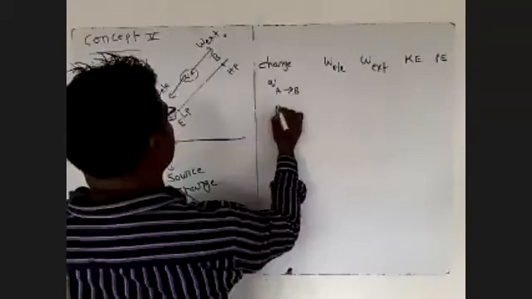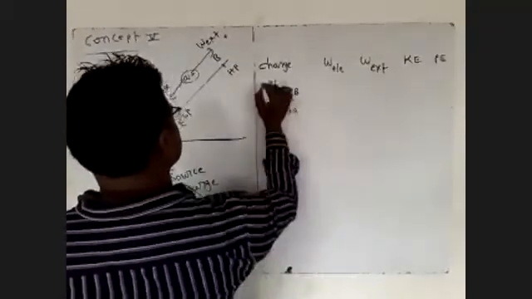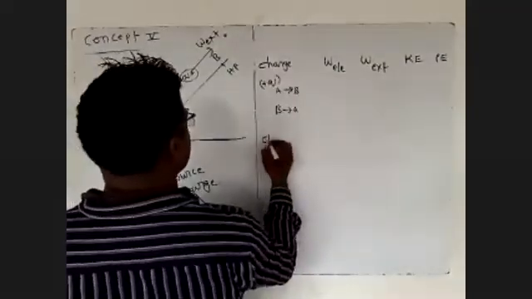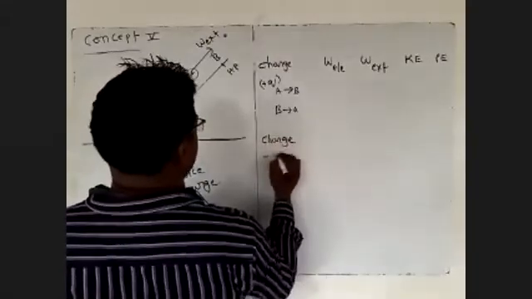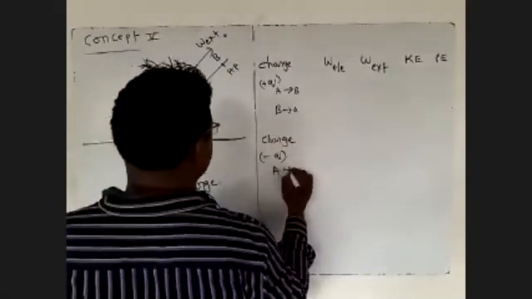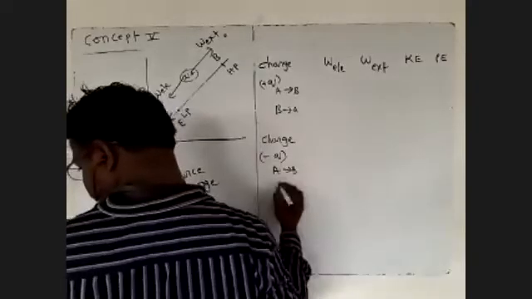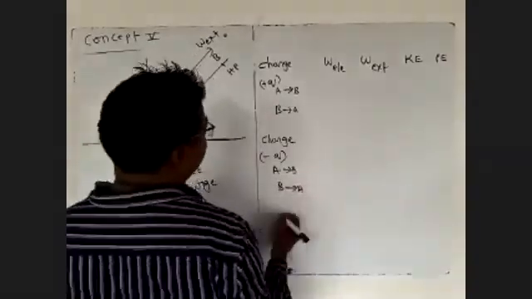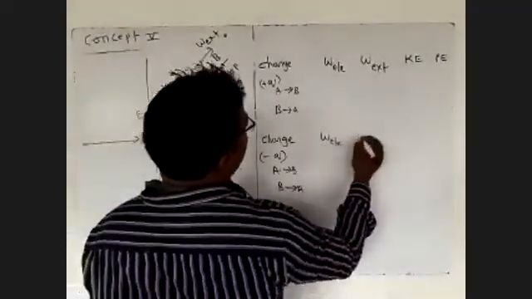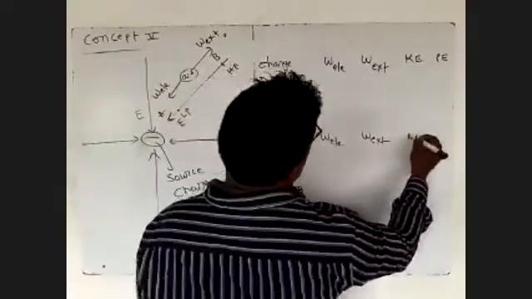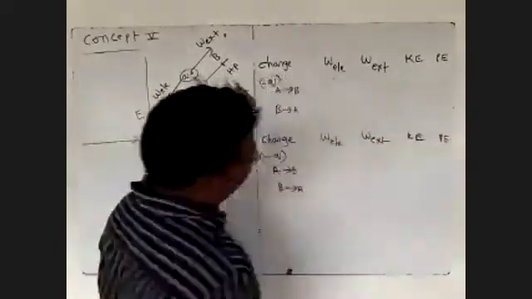Next, the charge is moved from B to A. This is a positive charge. Next, the charge is a negative charge, moving A to B, and next B to A. W electric, W external, kinetic energy, potential energy.